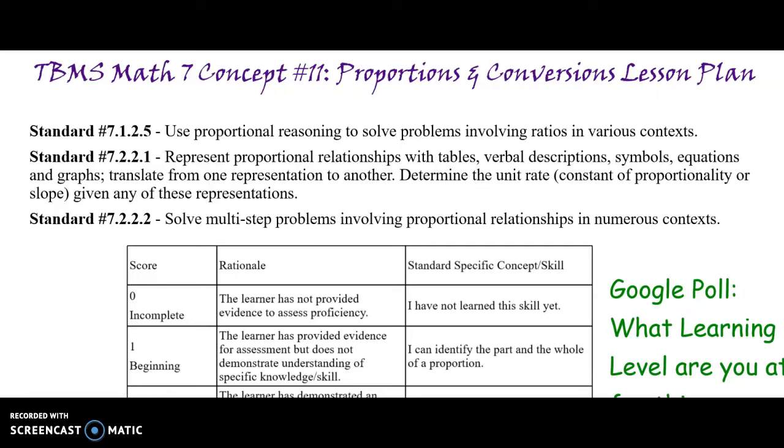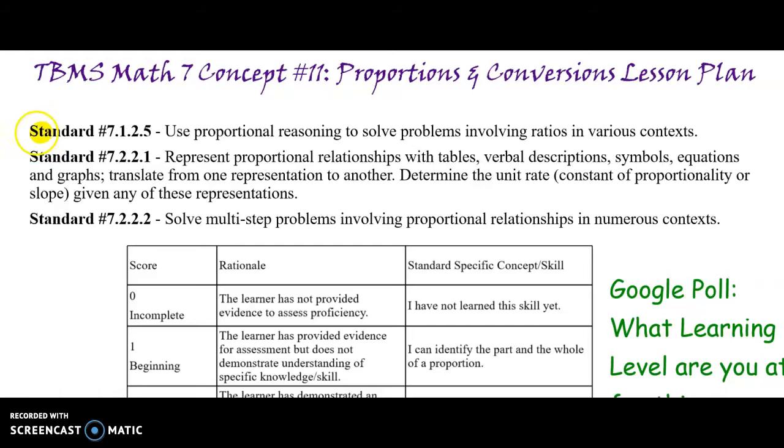This is day 4 of our lesson time spent on concept 11, working with proportions, conversions, and constants of proportionality. So as you can see, this is our review lesson, and so you should make sure to watch and make note of this video before taking your concept assessment today.